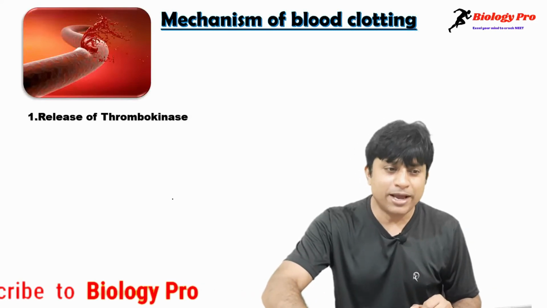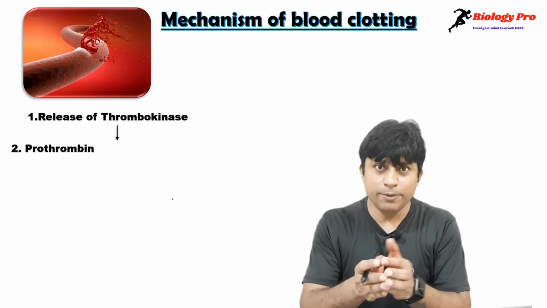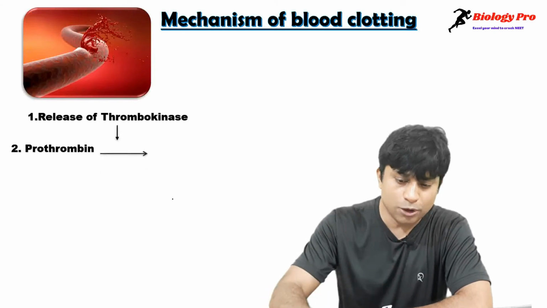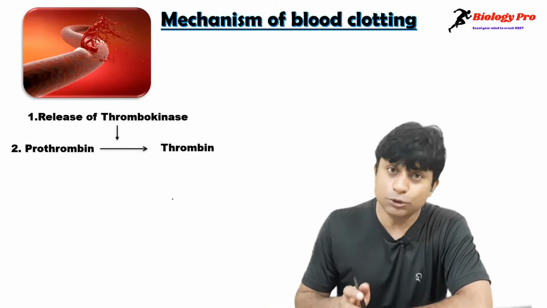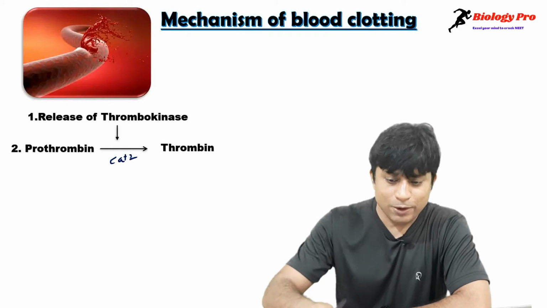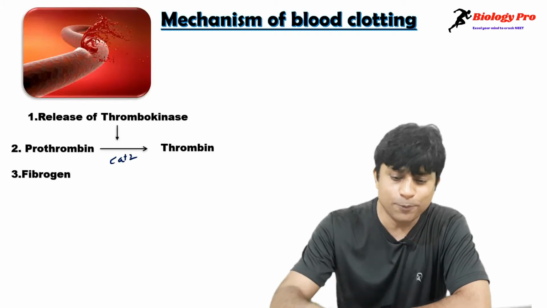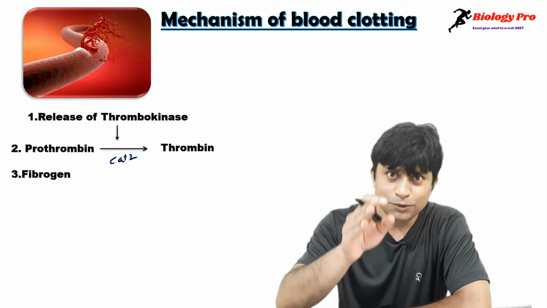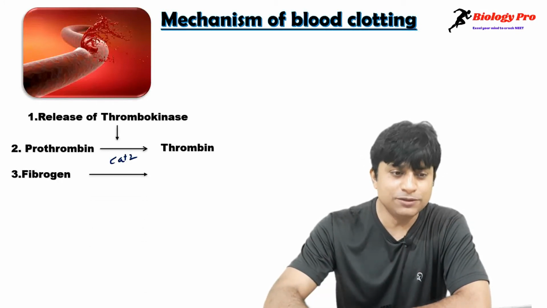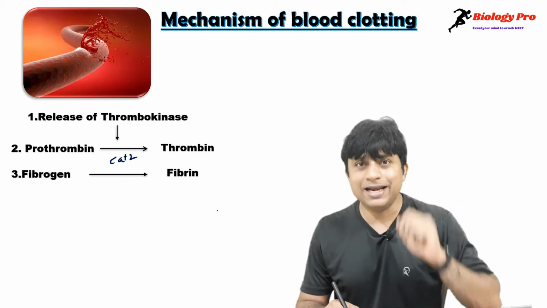Now, once this thrombokinase is released, there is a plasma protein called prothrombin. This prothrombin is produced from the liver, and it is inactive. This inactive prothrombin is converted into thrombin by thrombokinase in the presence of calcium. Once the thrombin gets activated, this active thrombin acts on one more plasma protein called fibrinogen, which is also inactive and is a soluble form. This soluble fibrinogen is converted into insoluble and active fibrin threads.